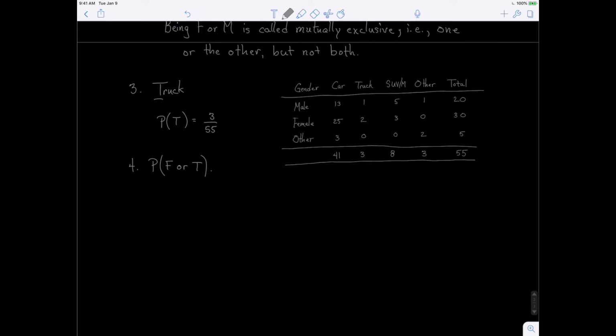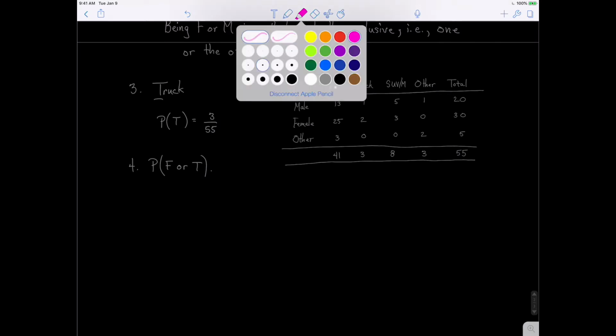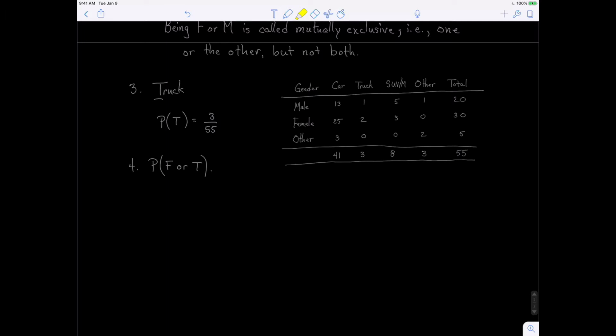So let's draw little lines here. I like the yellow highlighter, so I'll use that. So we want the probability that someone is female. Well, we have this row here of females. And so the probability of female or truck. Now, if this works like it did with the female or male, we would say that this is the probability of a female plus the probability that someone drives a truck.